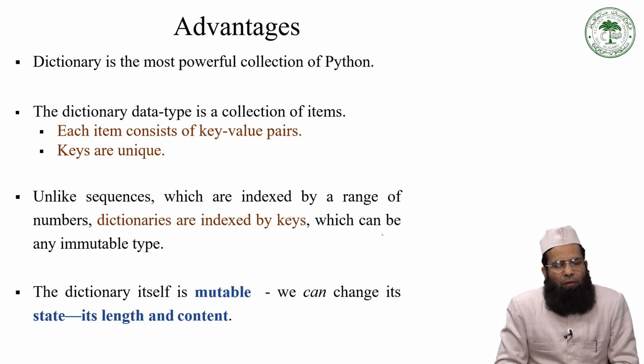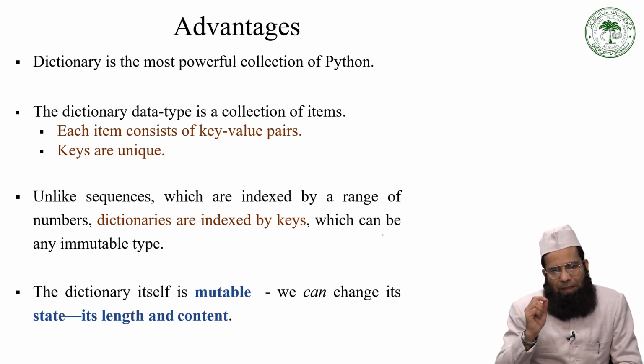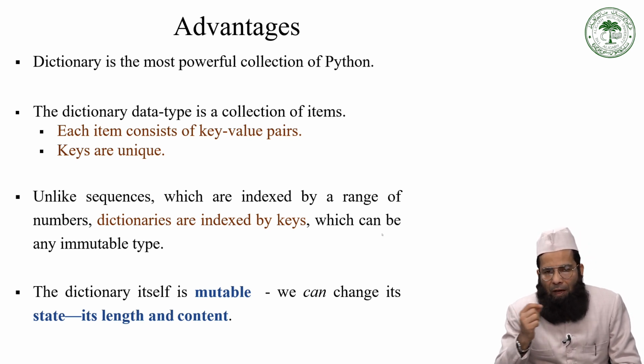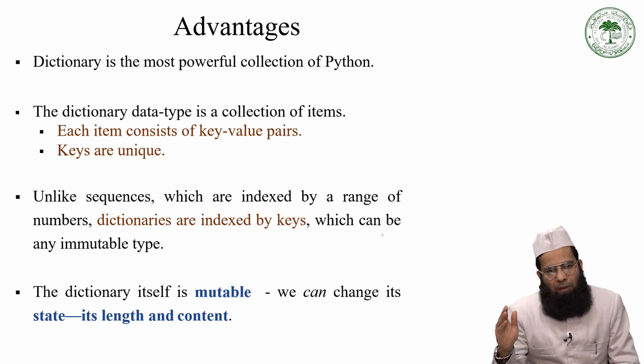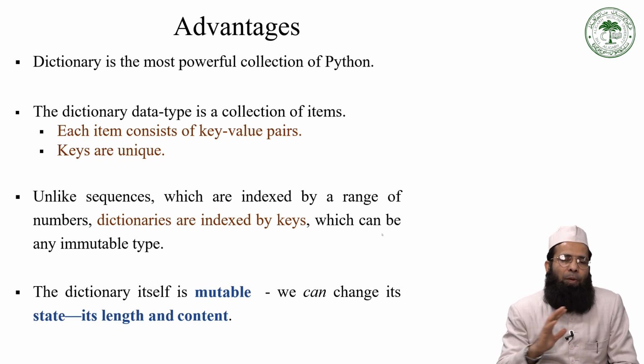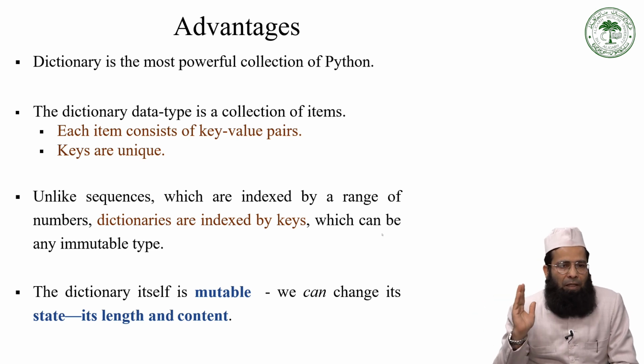So what are the advantages of a dictionary? Dictionary is the most powerful collection of Python. In a dictionary you could have different types of data that you can access using key values. The dictionary data type is a collection of items in the form of key value pairs. Each item consists of a key value pair. Keys are unique, and keys are immutable. As far as values are concerned, a value could be of an immutable data type, and it could have repeated values.